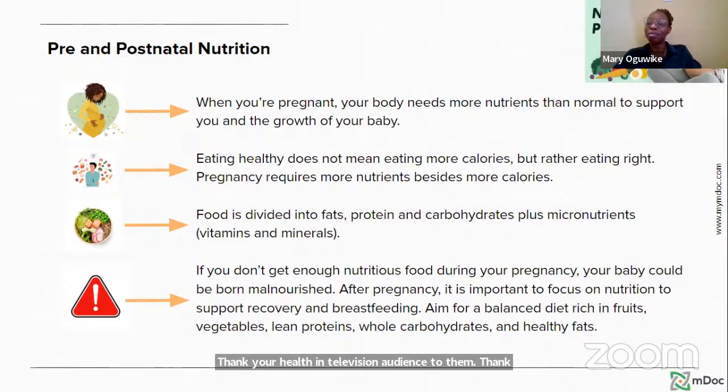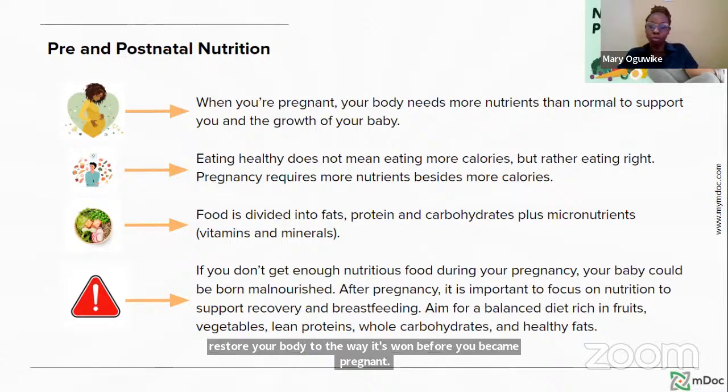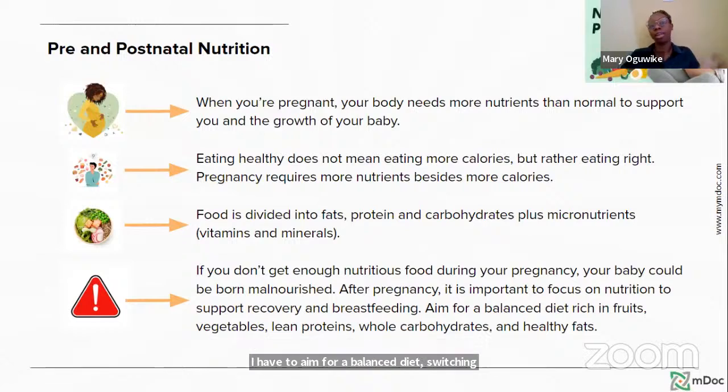Okay, so if you don't get enough nutritious food during your pregnancy, your baby could be born malnourished. And after pregnancy, it is important to focus on nutrition. Why? Because you will be breastfeeding, and also to help restore your body to the way it was before you became pregnant. Now, you have to aim for a balanced diet, rich in fruits and vegetables, which will supply the vitamins and the minerals, the lean proteins, the whole carbohydrates, and the healthy fat. When you have a combination of all these nutrients, it means that your meal is balanced.